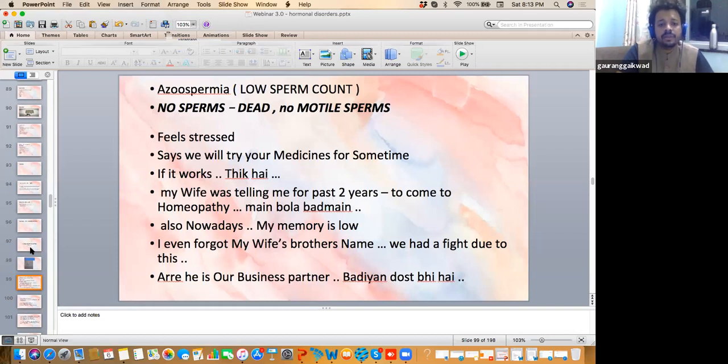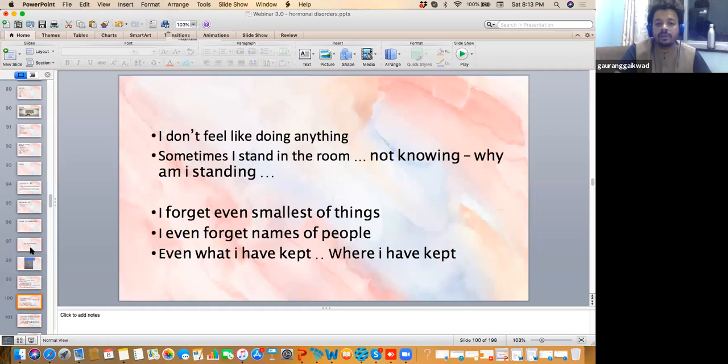He says he feels very, very stressed. His basic nature is that he accepts things and he tends to postpone things a lot. His memory is very weak. He doesn't remember people's names, especially his wife's brother's name. He says he doesn't feel like doing anything. Sometimes he stands in the room not knowing why he's standing. He forgets the smallest of things, even the names of people, even what he has kept.